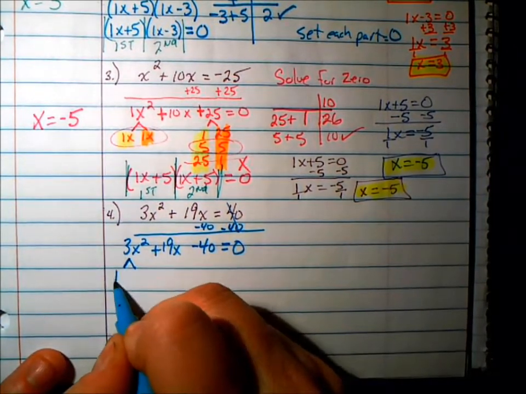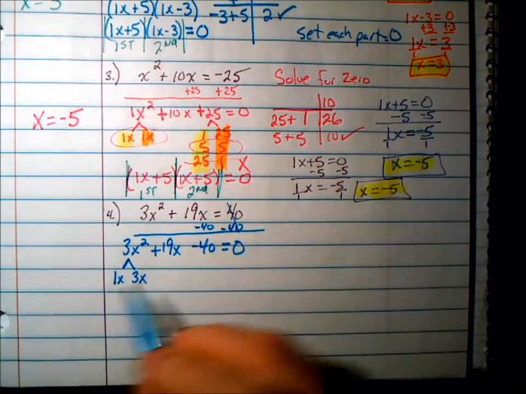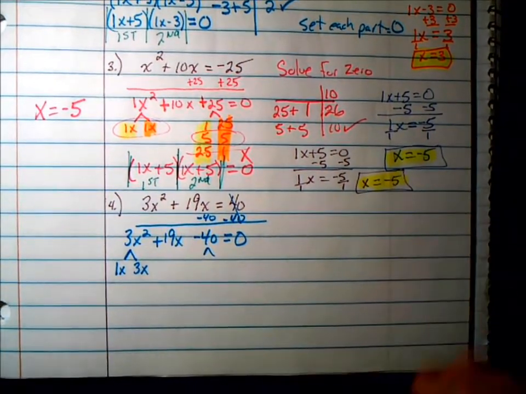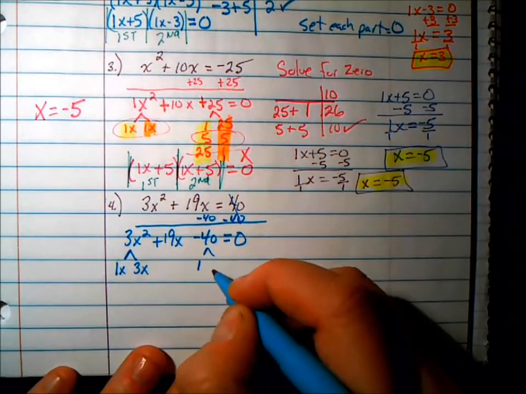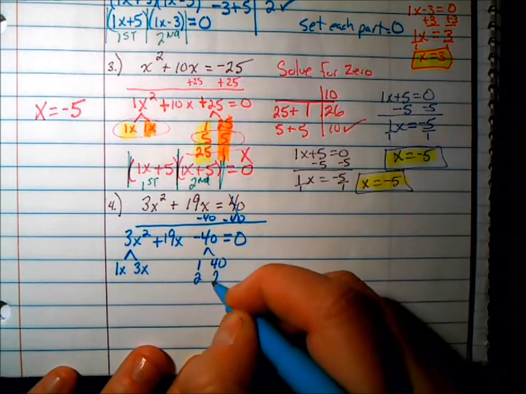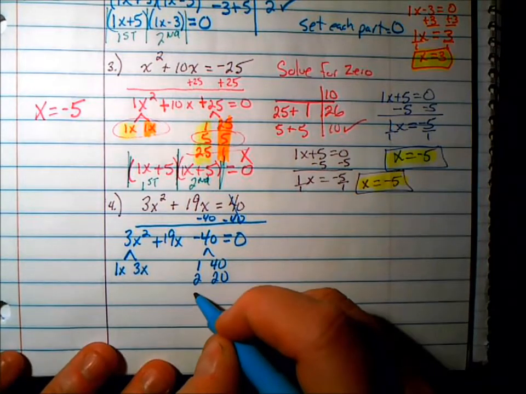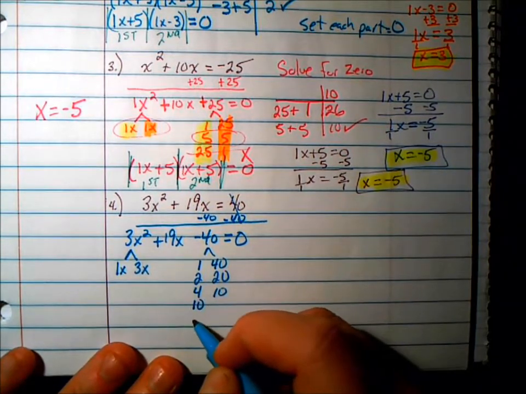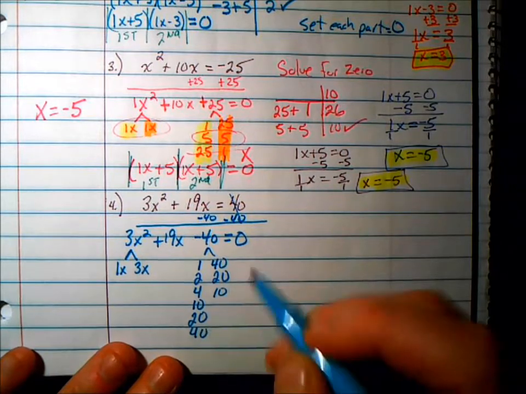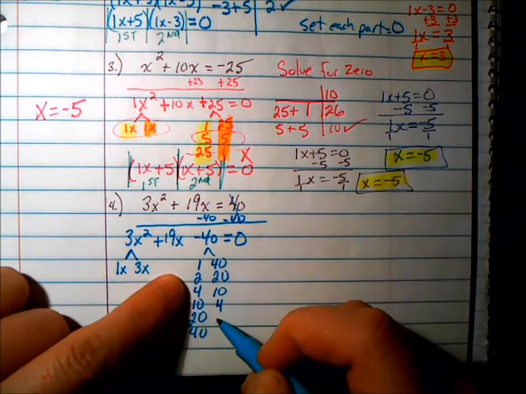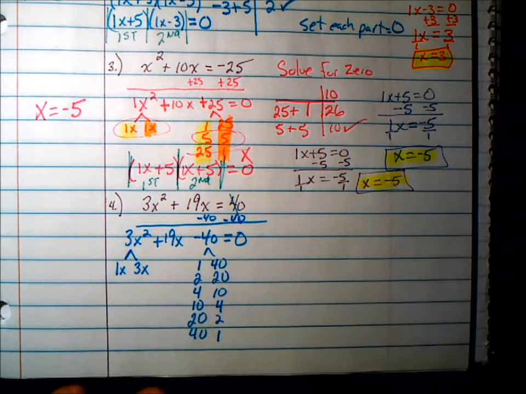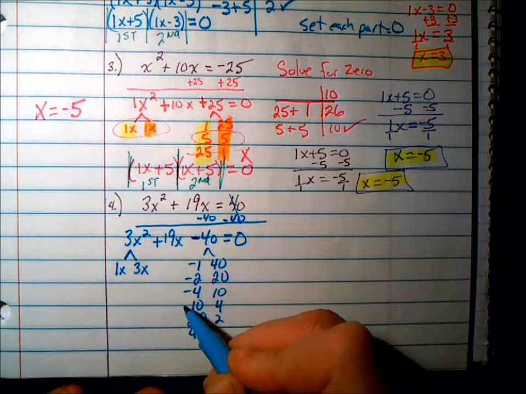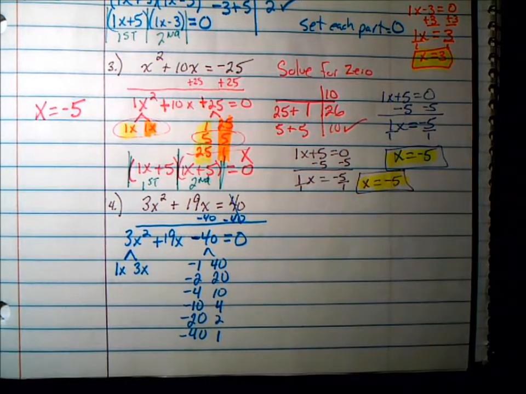The first term is 1x and 3x, and that's it for 3 because it's prime. But 40, there's going to be a bunch for 40. Let's see, I have 1 and 40, 2 and 20, and then 4 and 10. And then I'll have 10 and 20 and 40. So this way needs 4, 2, and 1. So I have completed it all the way around. Also, this is a negative 40, so I'm going to put a negative down that left side.